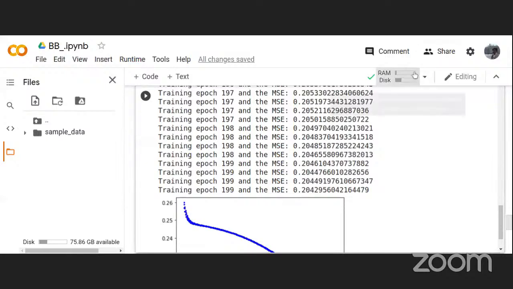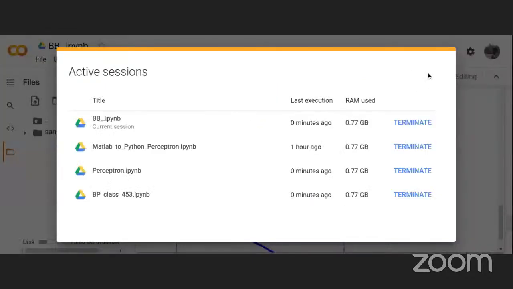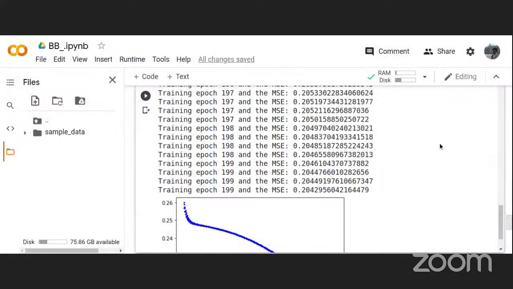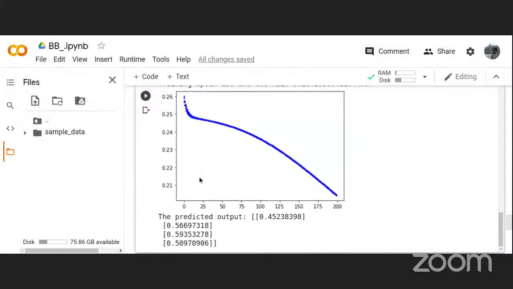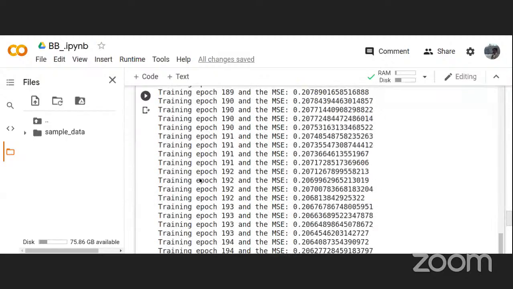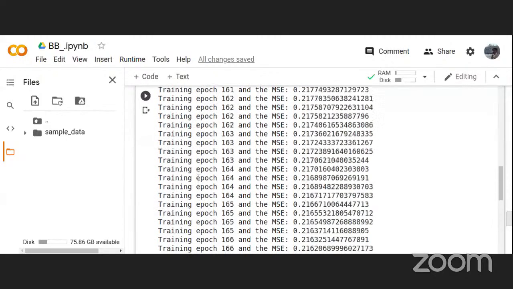And here you will observe how much RAM is utilized and all these things. So this RAM, disk space, this information is already available to you. Okay. So this is the Google Colab session. We used it. That is one thing I wanted to show you.